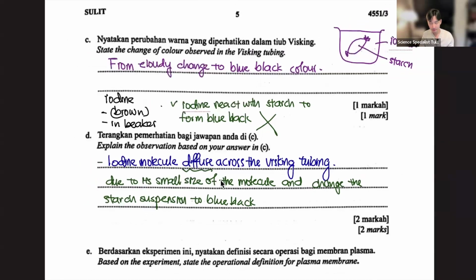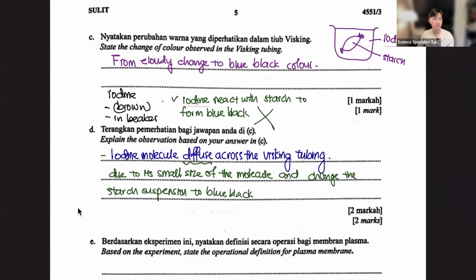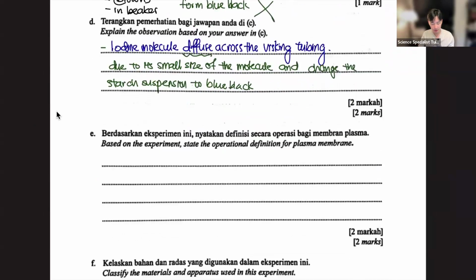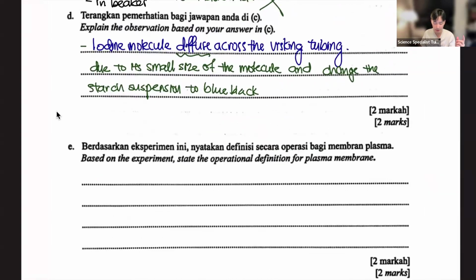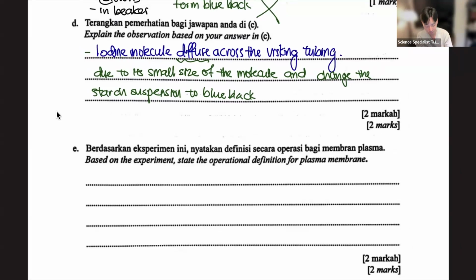All right, go to the next one. Based on the experiment, state the operational definition of a plasma membrane. Okay. Now, whichever experiment you do, you will come up with an operational definition. Tell me, how do you write an operational definition? You can write for me. Operational definition for what? For plasma membrane.